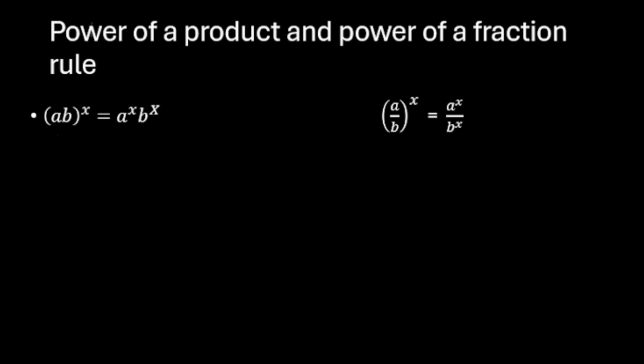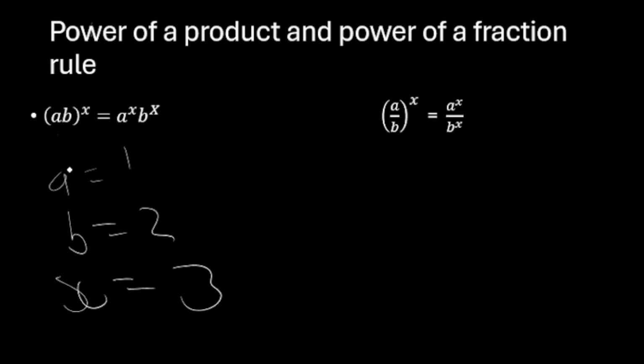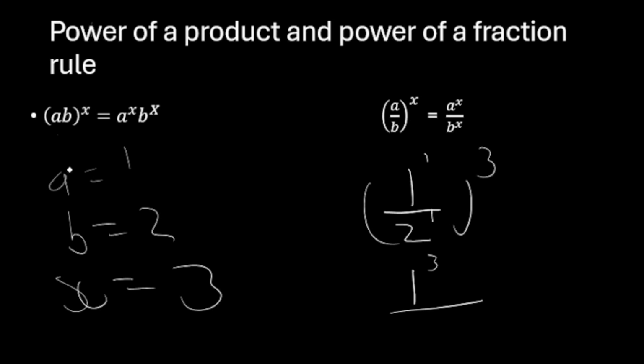Now here, the fraction rule is still the same. Let's say A was 1, B was 2, and X was 3 here. So it will be 1 over 2, to the power 3. We're going to multiply the numbers inside the brackets with the exponent 3. So don't forget, when a number is like this, there's an invisible exponent 1. So it will be 1 times 3 is 3 over 2, 1 times 3 is 3. So this will be the answer.